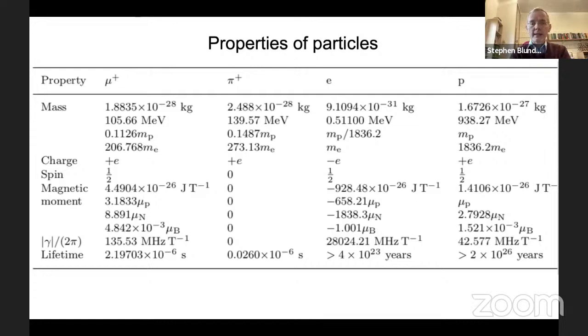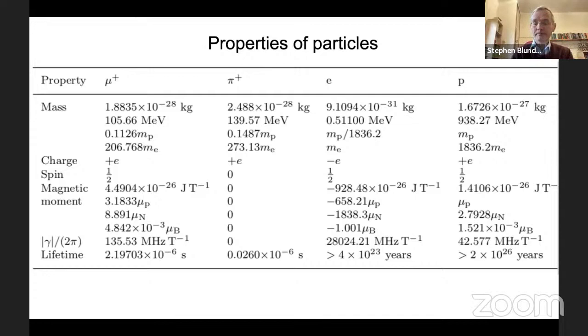And the final line in the table shows you another big difference between these particles, which is that electrons and protons essentially live forever, as far as we can tell, or at least they live longer than the lifetime of the universe by many orders of magnitude, but the muon only lives for 2 microseconds. So this is a relatively short-lived particle, although not as short-lived as the pion.